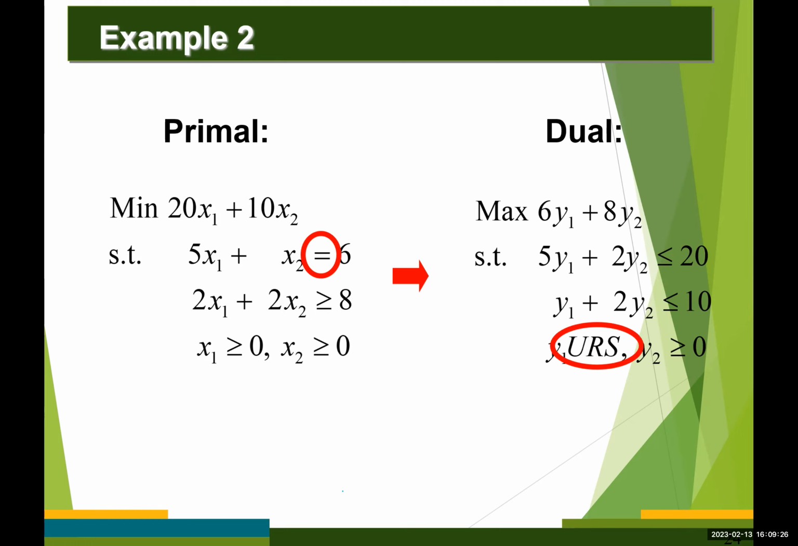So the equality constraint in the primal problem corresponds to the, here URS stands for unrestricted in sign, okay? So the equality constraint in the primal problem corresponds to the unrestricted in sign variable in the dual problem. Actually, in the maximization problem. Okay.